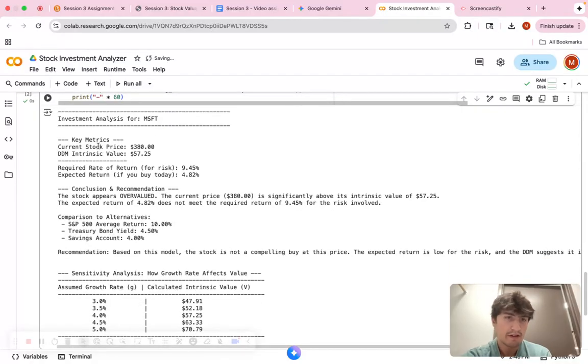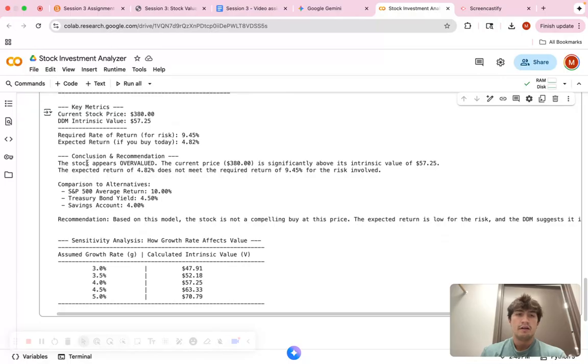So the current stock price is $380. DDM intrinsic value is 57.25. So the stock price is way too high for what we believe, or I believe, it should be. So then it gives me the required rate and the expected return rate, which is exactly what I got.